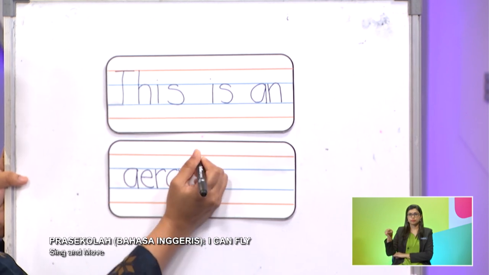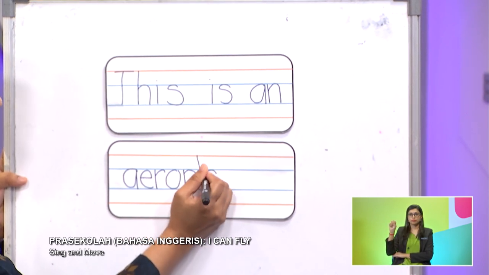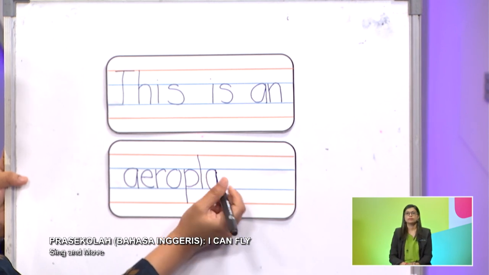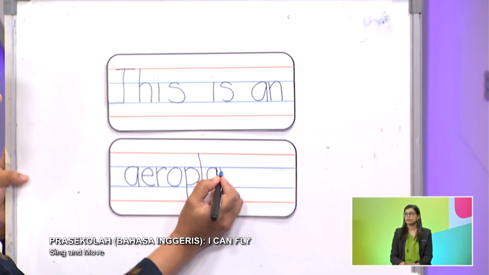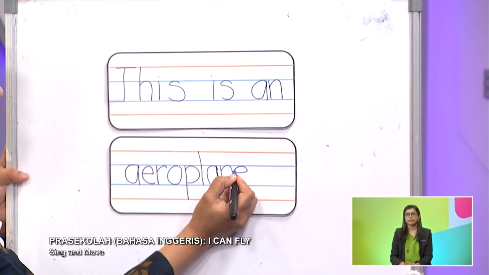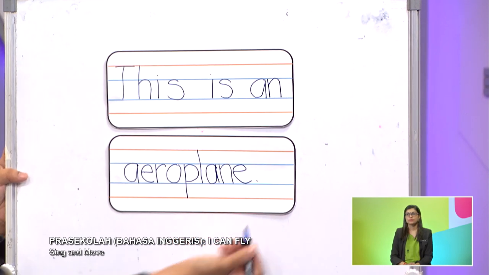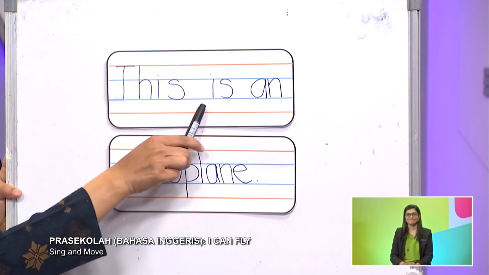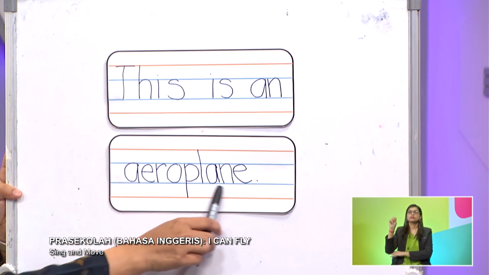So that's a P. L. And L. A. And A. N. N. E. Aeroplane. Aeroplane. So, let's read together. This is an aeroplane.